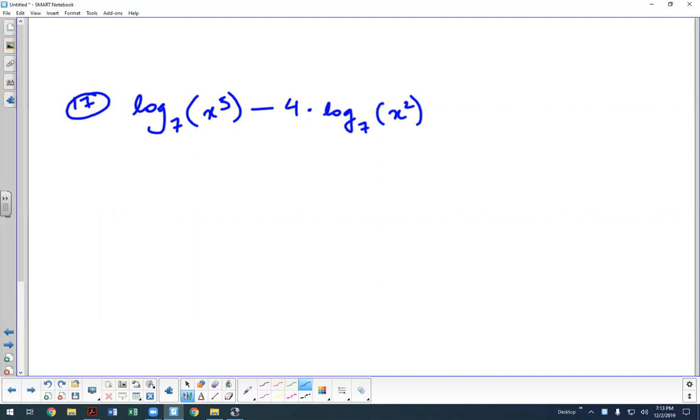So we've got log of x to the 5th with base 7 minus 4 times log of x squared with base 7. They're asking us to write this as a single log. What should our first step be? You're kind of going backwards now, right? So we need to reverse the process. Where would you start? Yeah, we've got to undo that power rule. Since it's 4 times the logarithm, that means this is actually the reverse of the power rule. So take it back as that exponent.